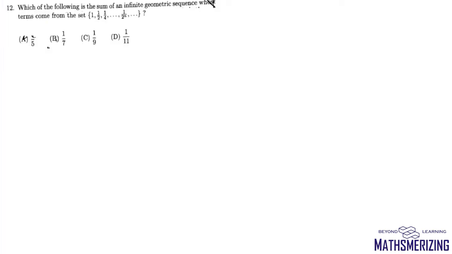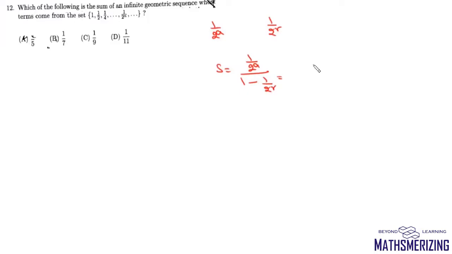Now question number 12 is, which of the following is the sum of an infinite geometric sequence whose terms come from the set? Now suppose the first term is 1 upon 2 to the power a, and its common ratio will again be of the form 1 upon 2 to the power r. So we'll find the sum of this infinite geometric progression will be a, which is 1 upon 2 to the power a upon 1 minus r, which is 1 minus 1 upon 2 to the power r.